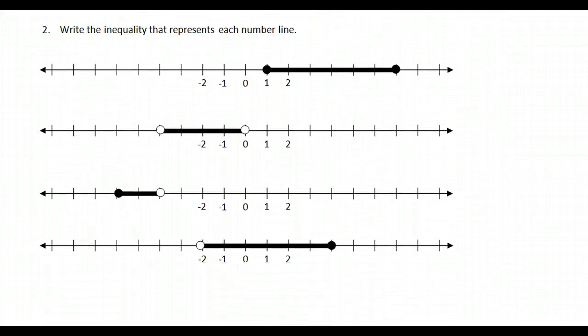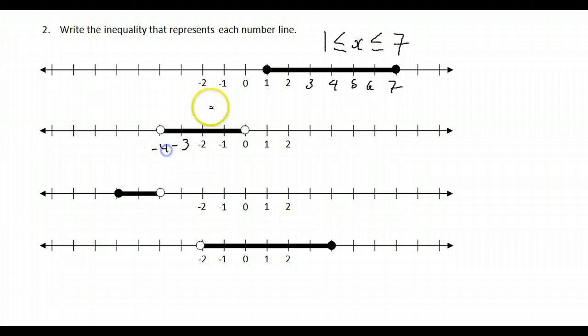Write the inequality that represents each number line. In this case, x is between 1, 2, 3, 4, 5, 6, 7. X is between 1 and 7. So we start with the lower bound, 1, less than or equal to solid dot x, which is in turn less than or equal to 7. Here we have open dots, negative 3, negative 4. So negative 4 is strictly less than x, which is strictly less than 0.